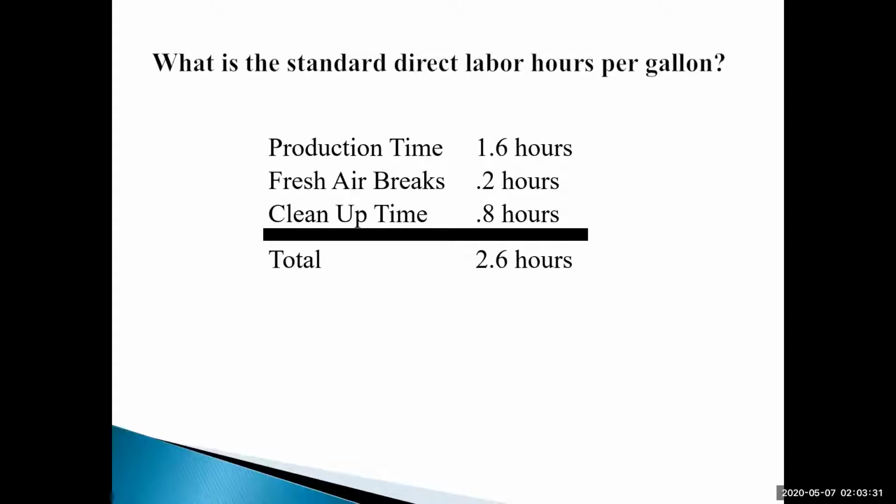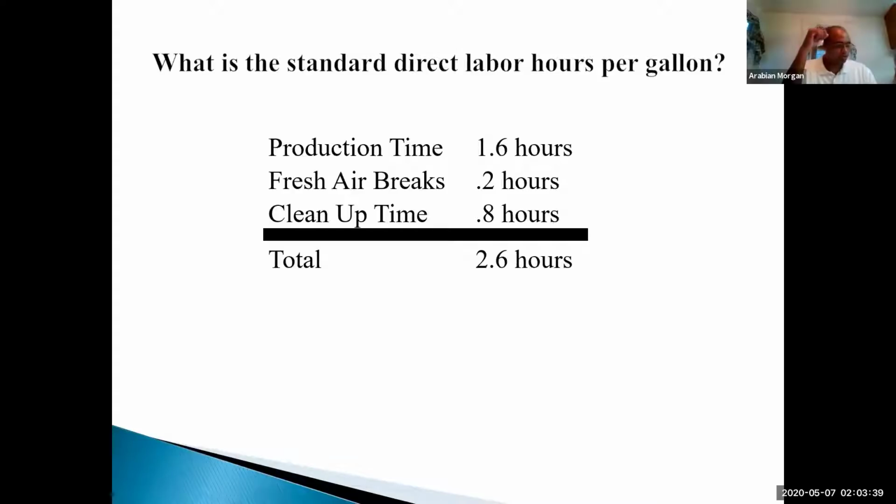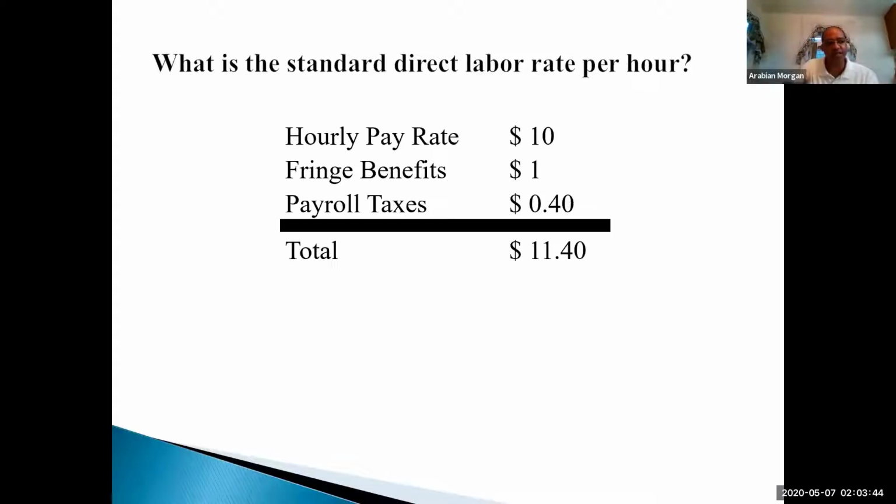Excuse me, Professor. Could you get back to the figure behind the standard direct labor rate per hour figure? Sure. Yeah, the standard direct labor rate per hour was adding all 3 of these elements together: the hourly pay rate, the fringe benefits, and the payroll taxes. Thank you.